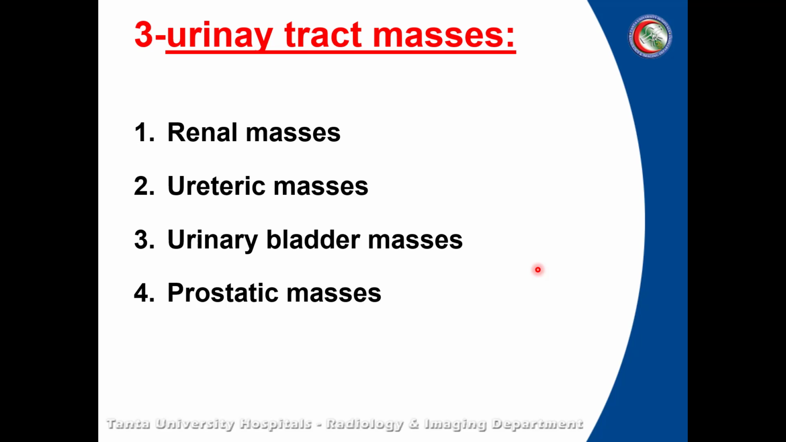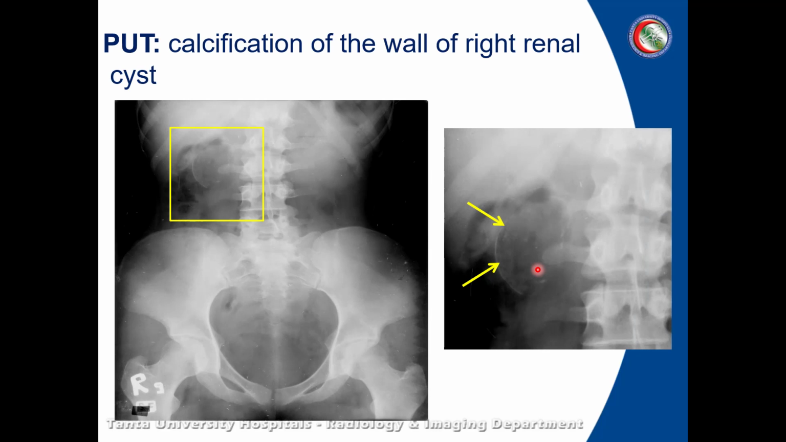We go to the third section, which is urinary tract masses, such as renal masses, ureteric masses, urinary bladder masses, and prostatic masses. The first part is renal masses.